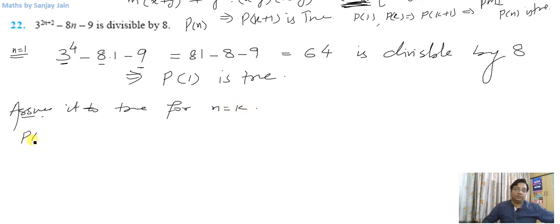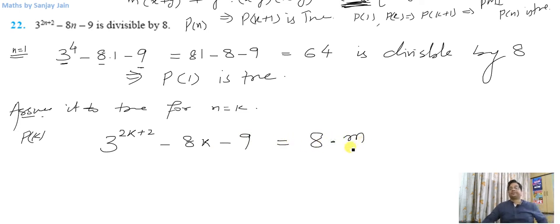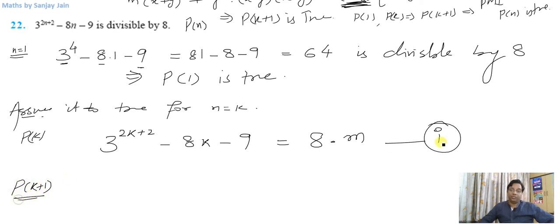So what will be p of k? The statement that 3 raised to power 2k plus 2 minus 8k minus 9 is some multiple of 8, right? And let it be my equation number 1. Okay, and now I need to prove the truth of p of k plus 1 using this. So let's write the left hand side for p of k plus 1.